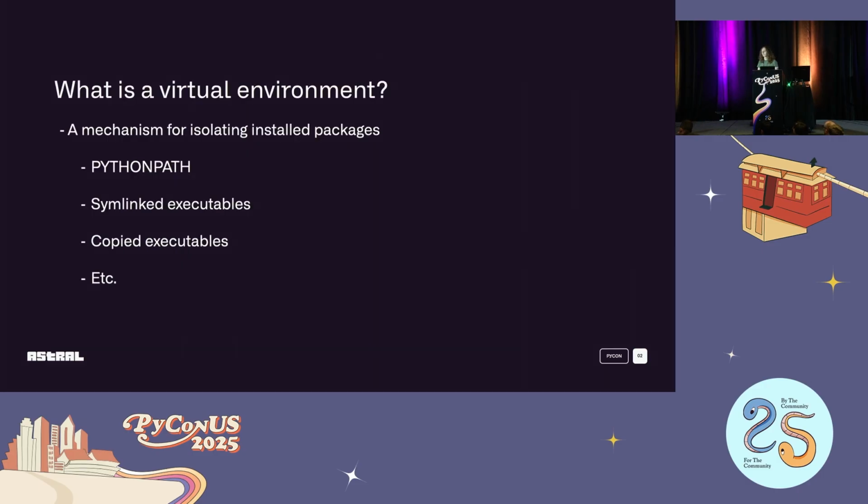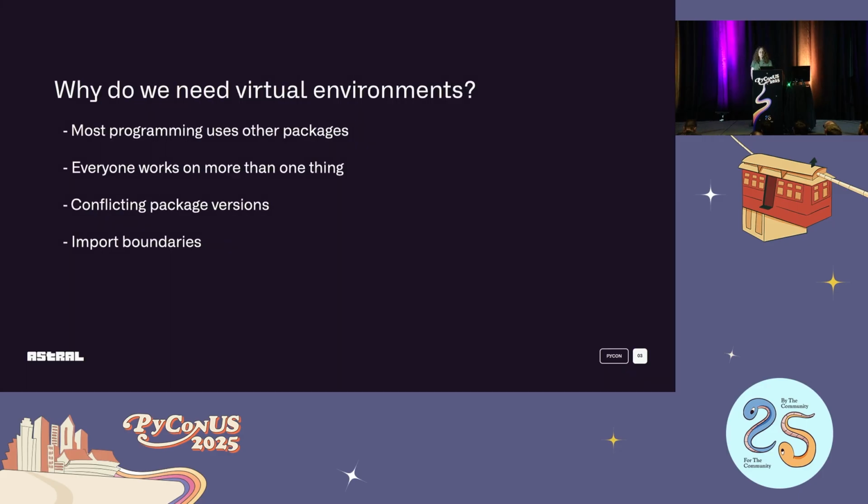So what is a virtual environment? First of all, it's just a mechanism for isolating installed packages. So for example, you have foo v1 installed in this virtual environment and bar v2 installed in this other virtual environment. And there are various techniques to do this. I've listed some there. You can set the Python path. You can symlink the Python executable to change the sys prefix. I don't want to go into detail on the mechanics because it's actually not that complicated and it's kind of boring. We'll be focusing on the higher level user experience.